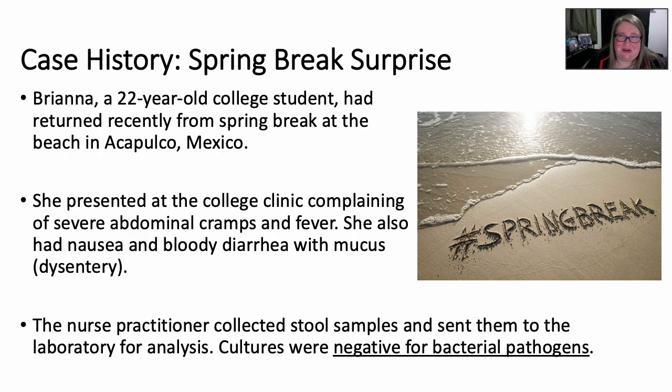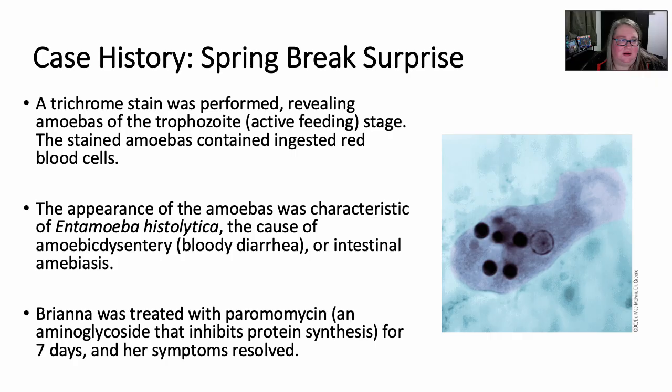So the next step is to start to do microscopy, because eukaryotic organisms are a lot easier to see underneath the microscope. A sample of Brianna's stool is going to be used to make a microscope slide, and they're going to perform a trichrome stain on it. This is going to reveal that Brianna has an infection of amoebas. Now, these amoebas are in a very specific state. They are what's called the active feeding or trophozoite stage.